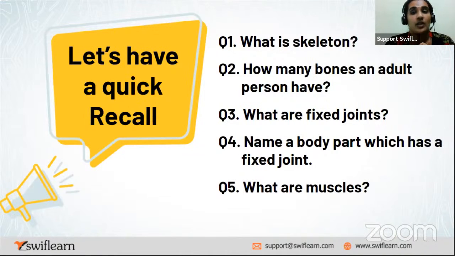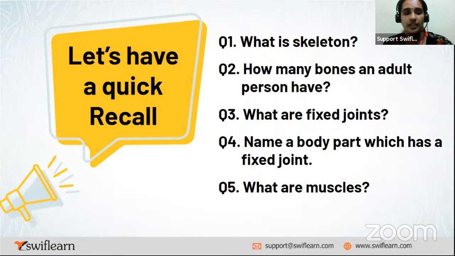Next, what did we study? What are fixed joints? Fixed joints are joints which we are not able to move. Those are called fixed joints. Name a body part which has a fixed joint. Yes, it is the upper jaw.